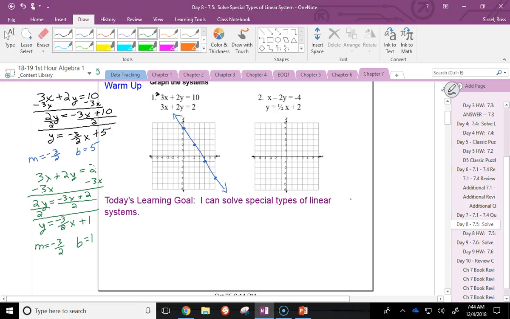Graphing that, we do the y-intercept first, and then negative 3 over 2. 1, 2, 3, 1, 2. And the opposite way over there. Okay, so that's how we should know how to graph our lines.